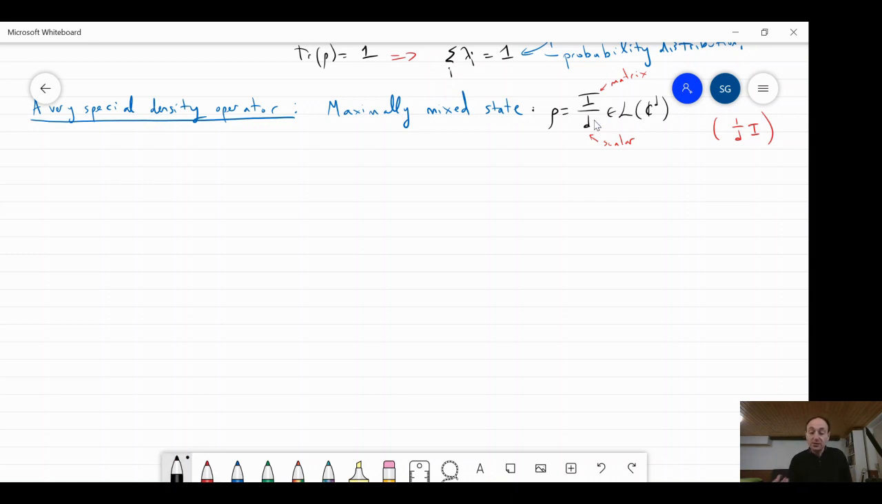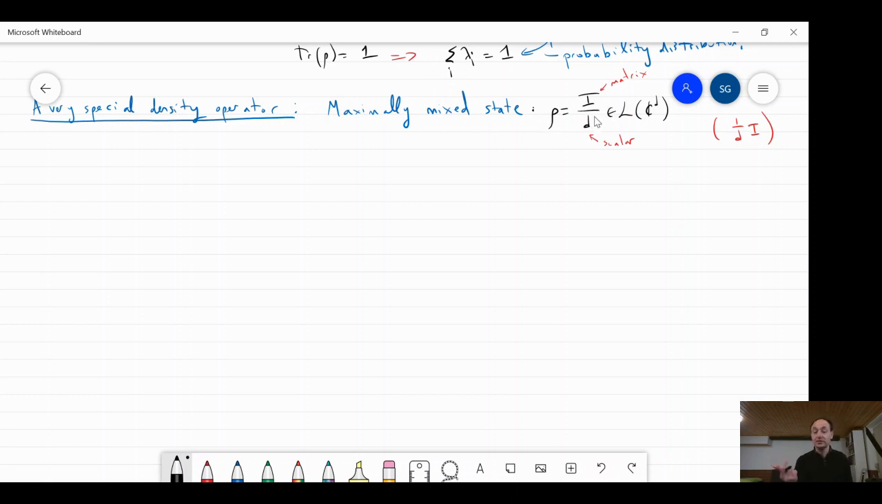Okay, so let's just check that this is a positive, so this is a density operator, right? Is it positive semi-definite? Well, what are the eigenvalues of identity? It's certainly Hermitian, right? It's diagonal, so all its eigenvalues are sitting on the diagonal, and they're all 1, right? And then, of course, over D because of this normalization. So indeed, rho is positive semi-definite.